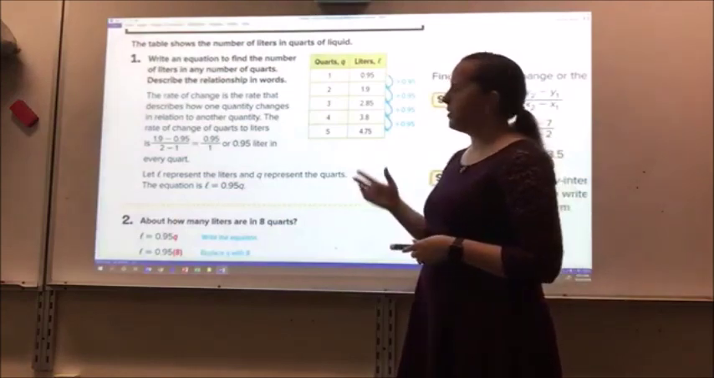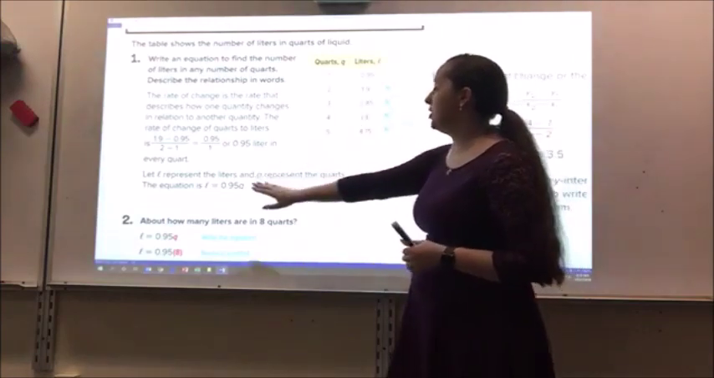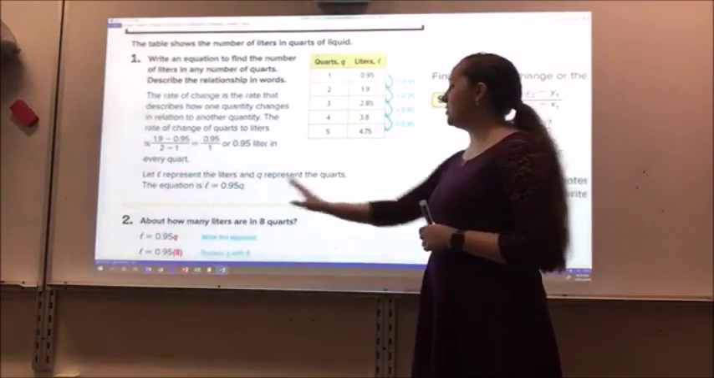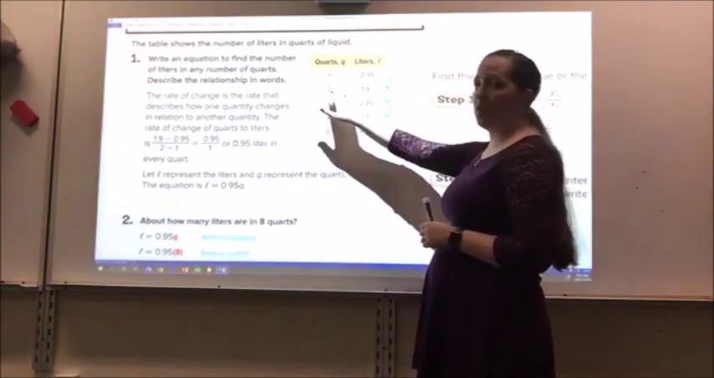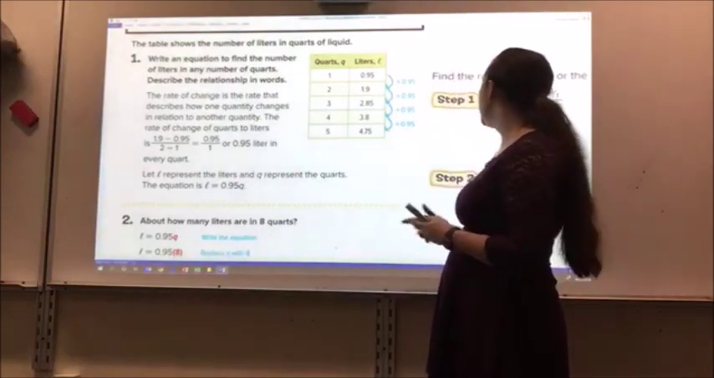So each time I multiplied by 0.95. If I do 0.95 times 1, I get my L. If I do 0.95 times 2 quarts, I get 1.9, which is my L. Okay, so that's what you're doing each time.